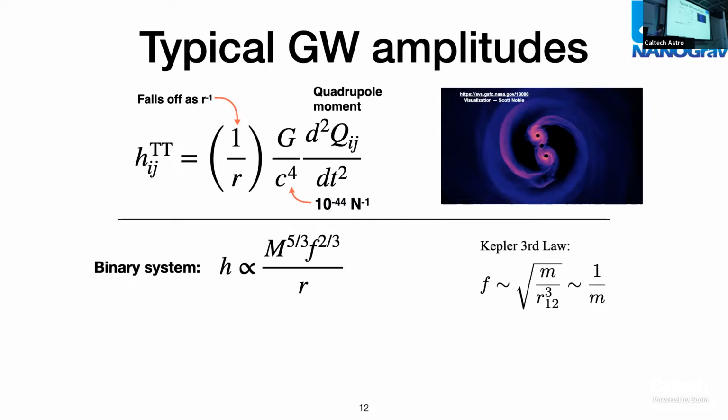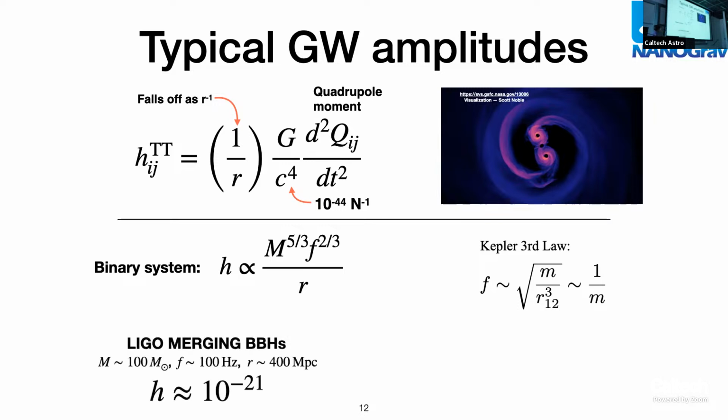So if you think about LIGO, whose black holes are on the order of 30 solar masses and whose frequencies are of order 100 hertz, and then you move to this pulsar timing array band where you've got 10 to the minus 9 hertz, we're talking about like 10 to the 9 solar masses for the black holes. So if we plug in rough numbers into this expression here, for LIGO merging black holes, we've got masses on the order of 100 solar masses, frequencies on the order of 100 hertz, and a strain on the order of 10 to the minus 21 if we put this at 400 megaparsecs.